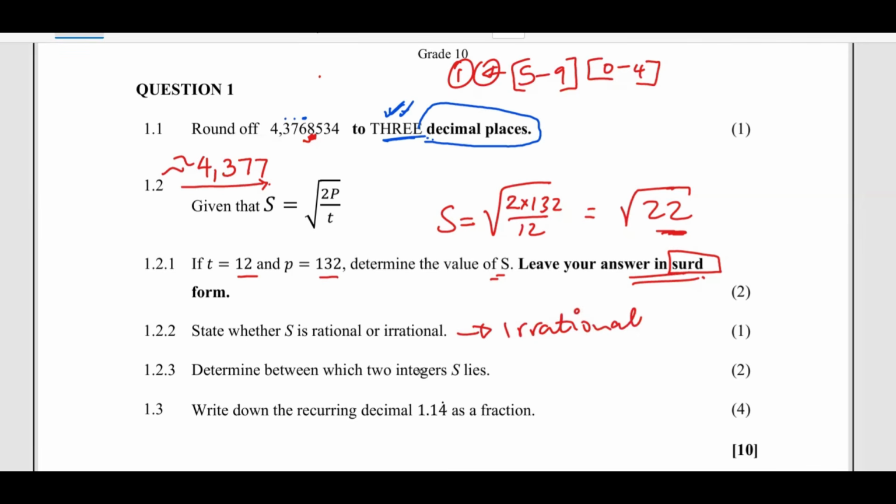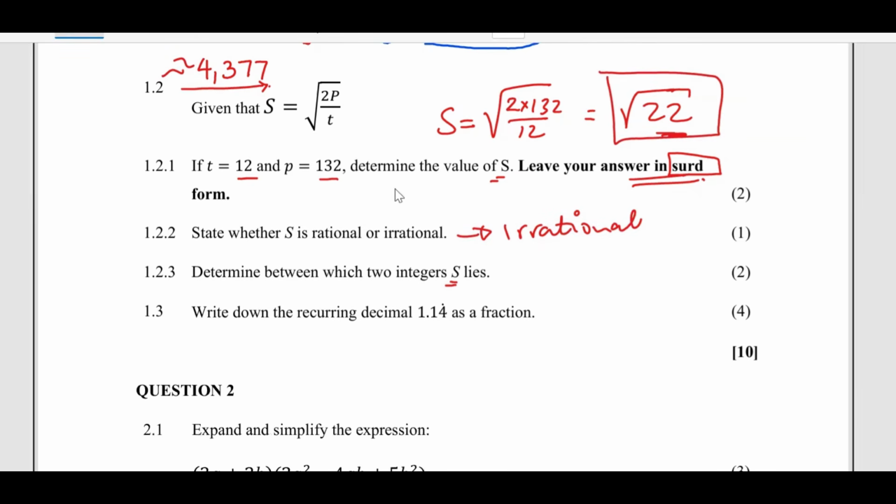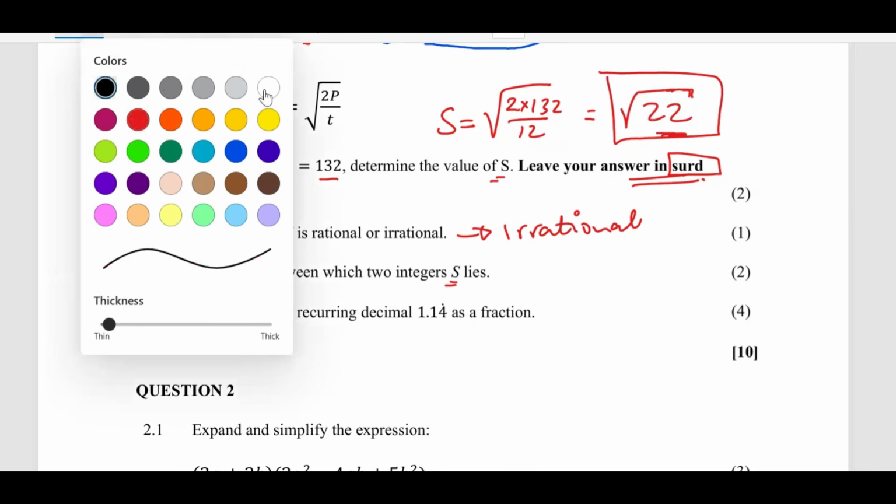And then between which two integers does S lie? Remember, S is representing this. Now, whenever you're looking for integers where a certain surd lies, if it's a square root, then we're going to look at square numbers. Remember, square numbers are basically natural numbers squared.